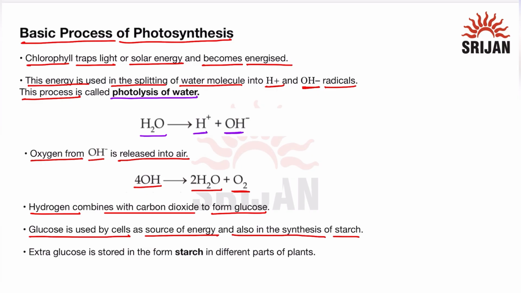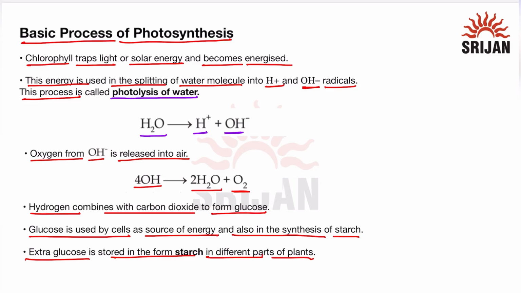So glucose is the product of photosynthesis that is used as source of energy by the cells of the plant, and it is also used in the synthesis of starch so that it can be stored and used later by the plant. Now extra glucose is stored in the form of starch in different parts of the plant.